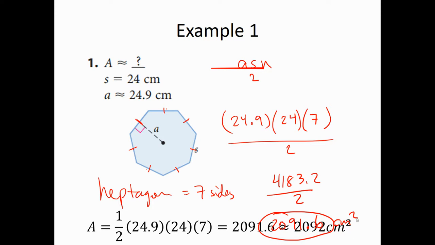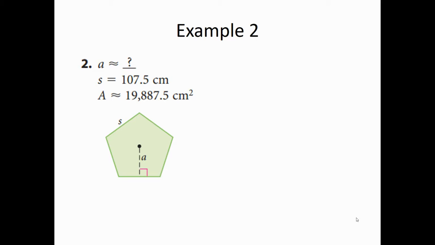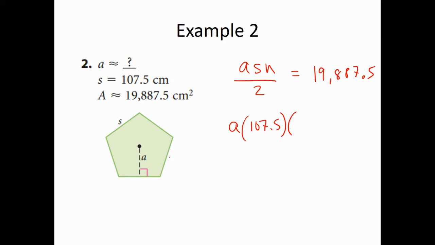So example 2. This time we're trying to solve for a, little a, which is the apothem. So if I copy down my formula, A = (a·s·n)/2, I know the area, so I want to plug that number over here. And then fill in: I don't know a, but I know s is 107.5. And I know n, I can just count it: 1, 2, 3... This is a pentagon.